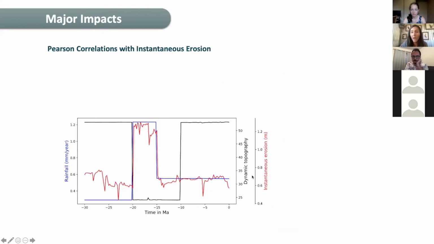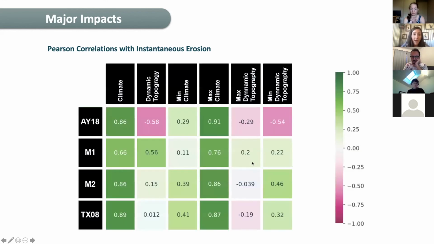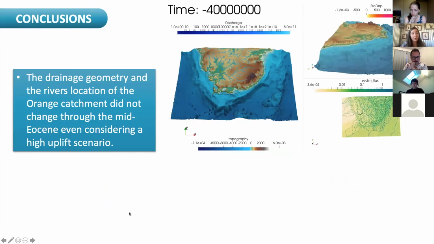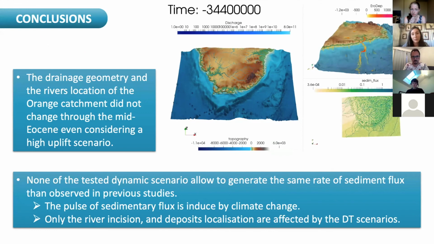In order to look at the major impact, we looked at the Pearson correlation coefficient between rainfall, dynamic topography, and instantaneous erosion. What we have is clearly that the best correlation with erosion is the climate. Basically, what we discovered is that the drainage geometry and river location of the orange catchment didn't change through time, and none of the tested dynamic topography scenarios allowed us to generate the same rate of sediment flux that we observe. So the pulse of sediment flux can be induced by climate.